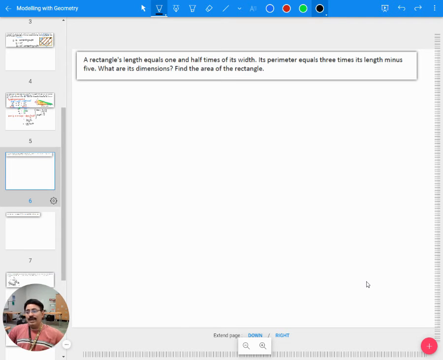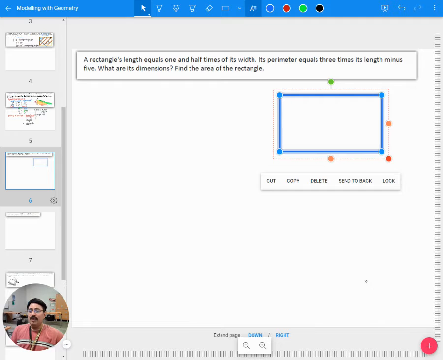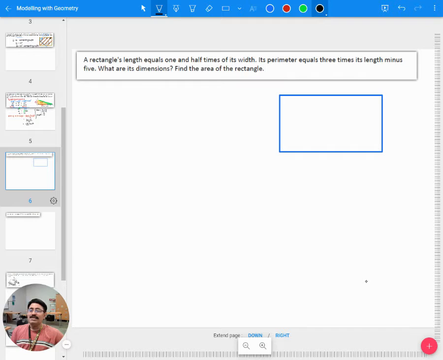Well, so a rectangle's length... I personally prefer to visualize the question. So there is a rectangle, okay? Now, let me go back to this one. A rectangle's length equals 1.5 times its width.